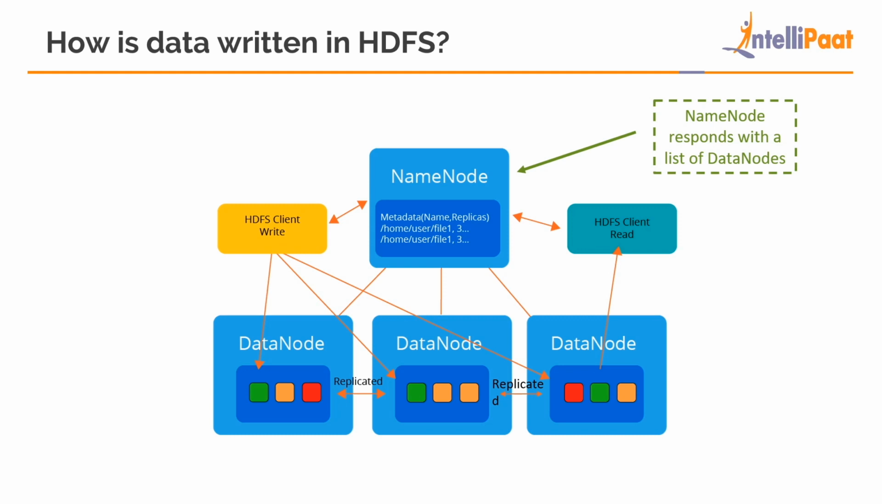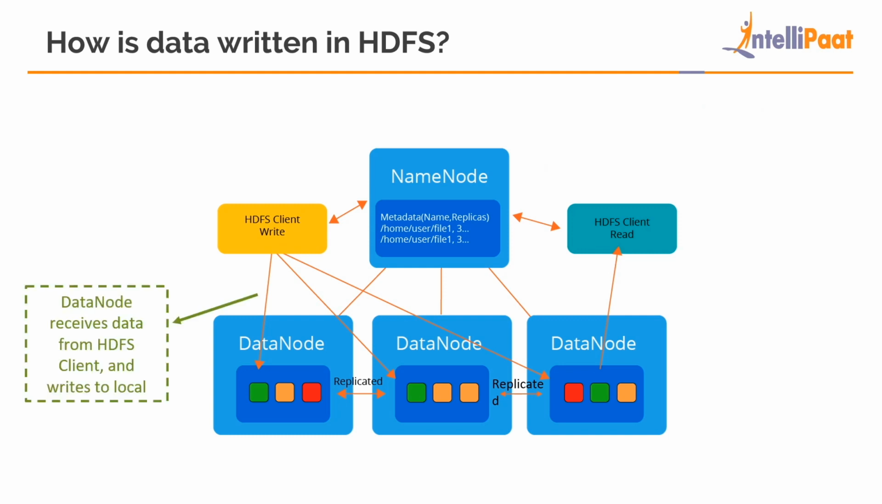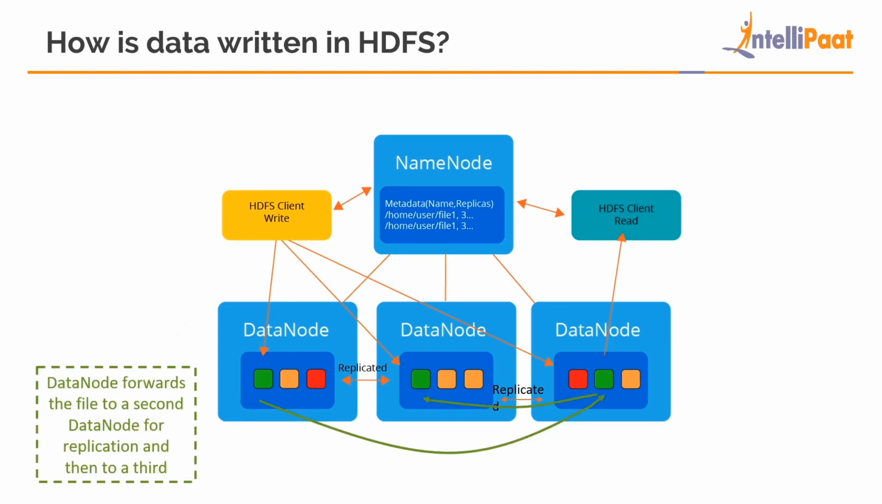The name node responds with a list of data nodes to imply where the client can store the data that it is requesting to store, as to imply which data nodes are free at the moment and which data nodes have space at the moment. So once the data node receives the data from the HDFS client, the data node forwards this particular file to the second data node and the third data node, depending on the replication factor that is present in that HDFS configuration. After the data has been replicated, we are now safe from hardware failure.